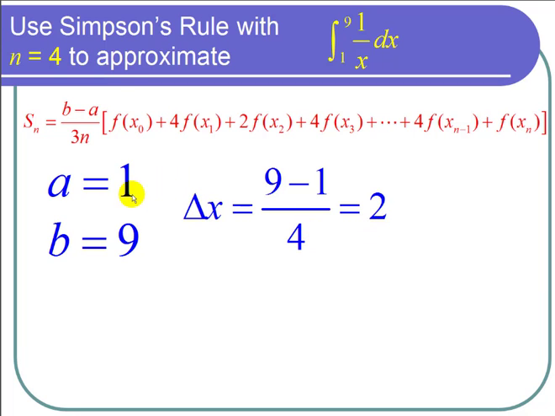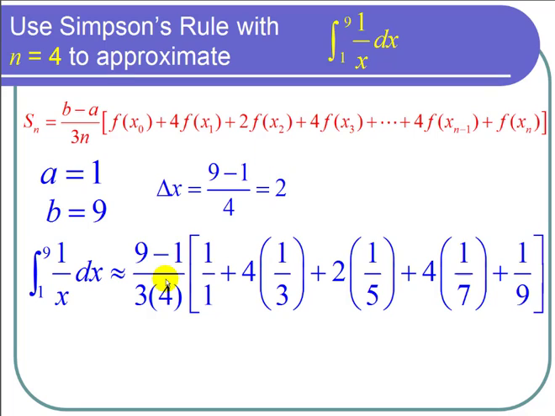So that way our x's will start at 1, and then jump by 2 to 3, and then go to 5, 7, and 9. So let's plug everything into Simpson's formula. What it says is we have b minus a, that's 9 minus 1, over 3 times 4. And then we have f of x0. f is the 1 over function, and we started with a 1. And then 4 times f of x1, again 1 over, and we're at 3 now. And then 2 times f of x2, so 1 over 5. And then 4 times 1 over 7. And then finally 1 over 9.